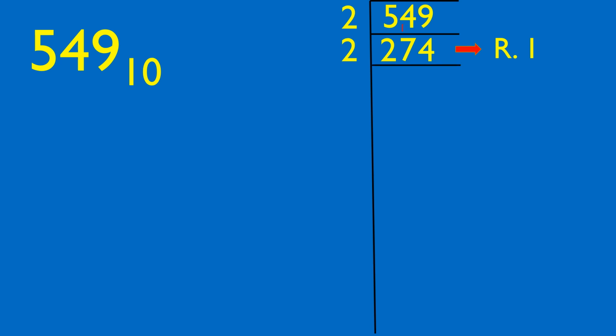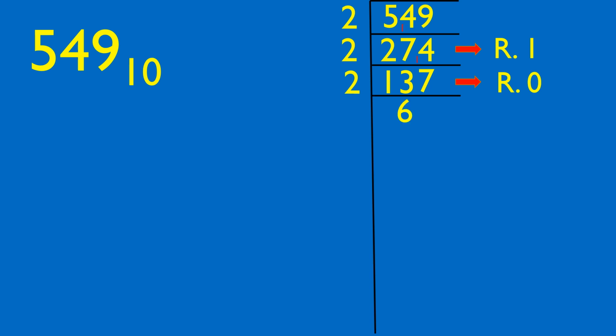Now we divide by 2 again. 2 in 2 is 1. 2 in 7 is 3, remainder 1. So we put that 1 here by the 4. 2 in 14 now becomes 7, and there is no remainder, so remainder 0. Now we divide by 2 again.